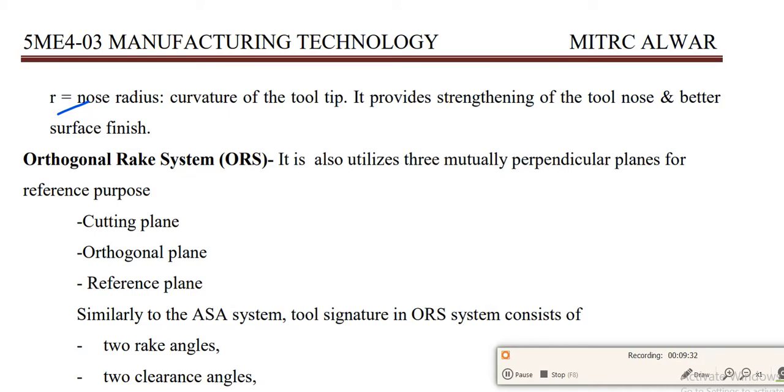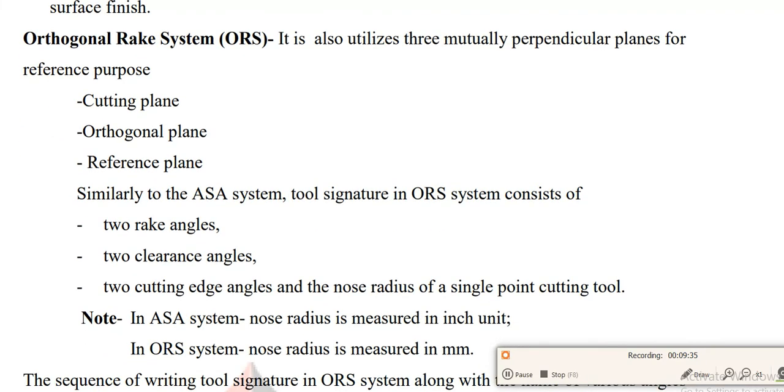Now further, if you are moving to the orthogonal rake system, that is ORS, it also utilizes three mutually perpendicular planes for the reference purpose. First one is the cutting plane, second one is the orthogonal plane, and third one is the reference plane. So similarly to the ASA system, tool signature in ORS system consists of two rake angles, two clearance angles, and two cutting edge angles and the nose radius of a single point cutting tool.